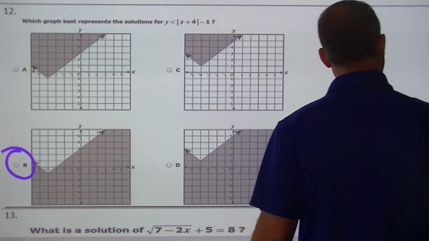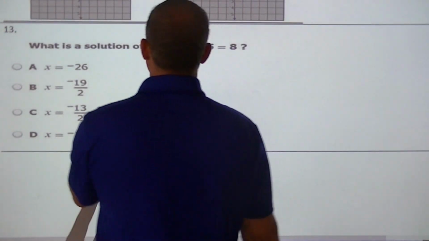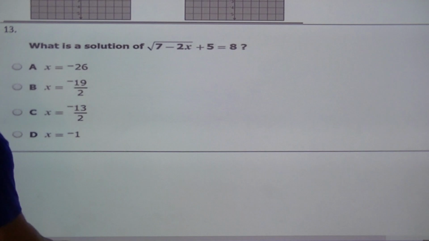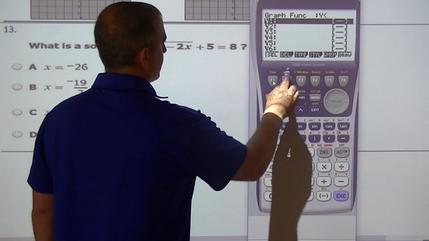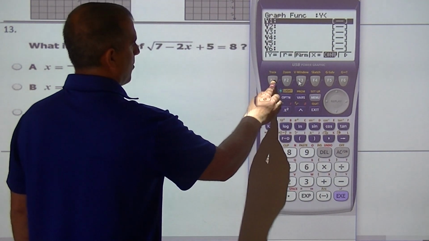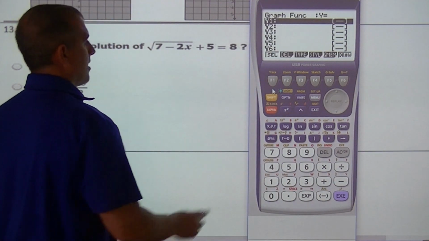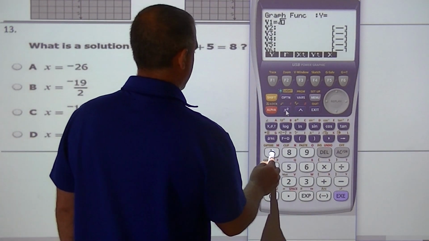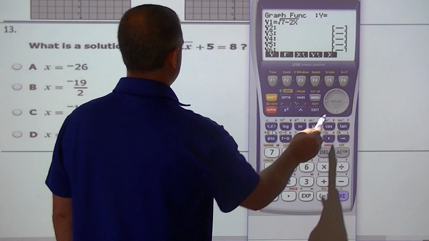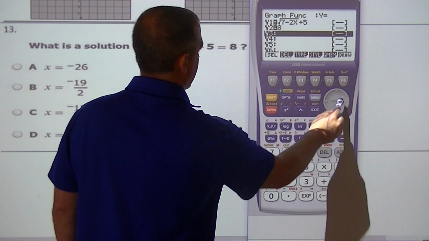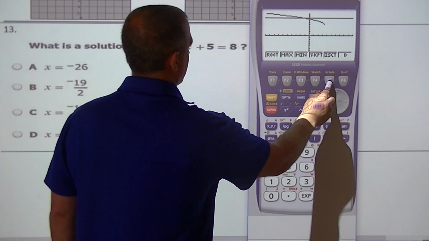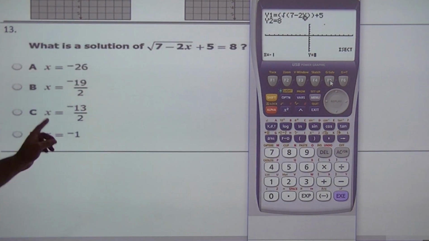All right? Number 13, this is another equation one. So now I got to go back into here. I want to delete this. I want to turn the type back to y equals, which is F1. Okay? I do square root 7 minus 2x, okay, plus 5. And then the other side's going to be 8. Draw, g solve intersect. I've got an answer of -1.